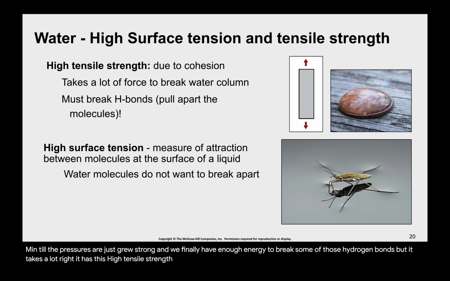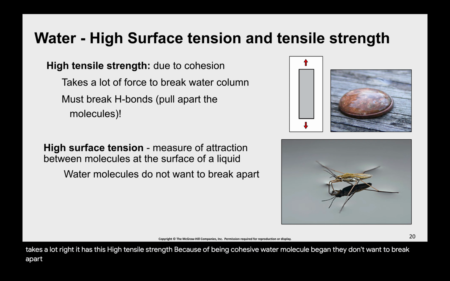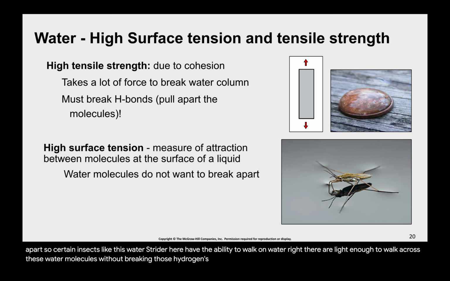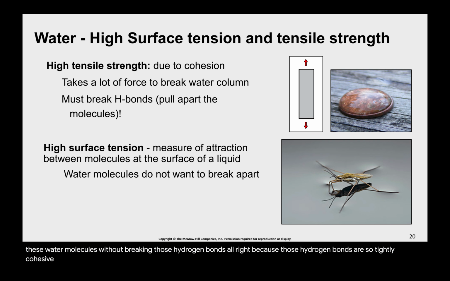But it also has a high surface tension because of being cohesive. Water molecules, again, they don't want to break apart. So certain insects, like this water strider here, have the ability to walk on water. They are light enough to walk across these water molecules without breaking those hydrogen bonds, because those hydrogen bonds are so tightly cohesive with all the water molecules there.